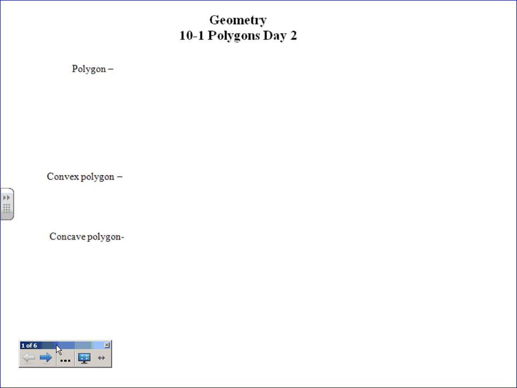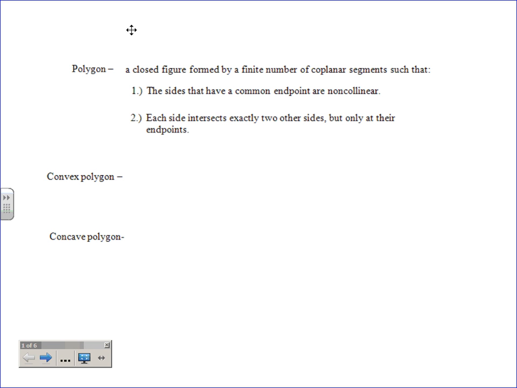Because I want you to be able to understand the words, and sometimes putting it in your own words makes it a whole lot easier. So once I show you this one, we'll go from there. It's a closed figure. Do you agree with that? That a polygon should be a closed figure?